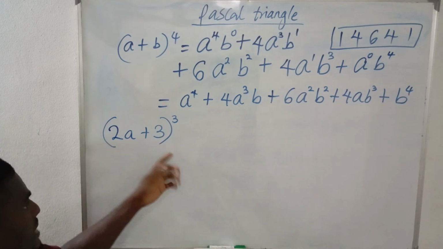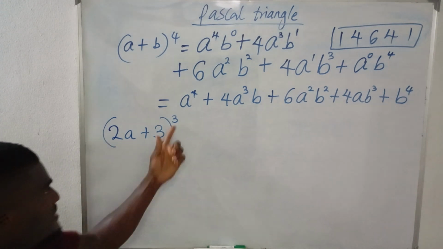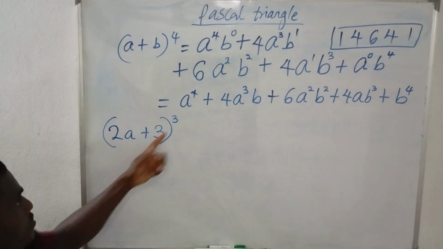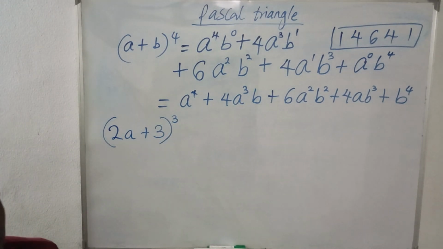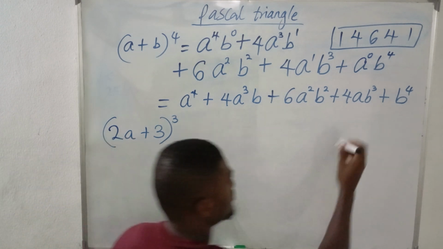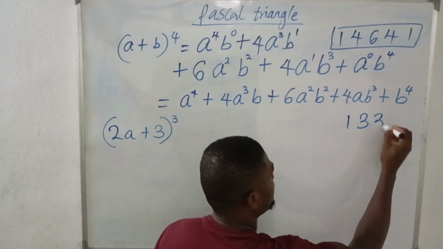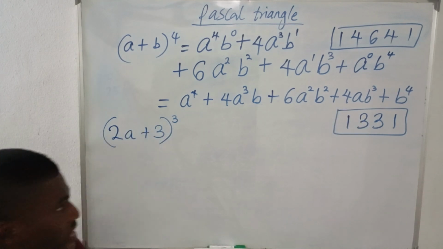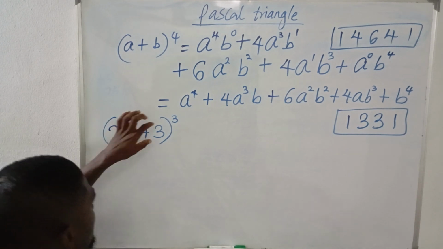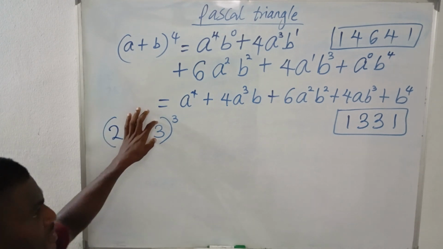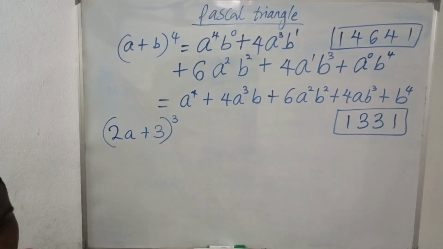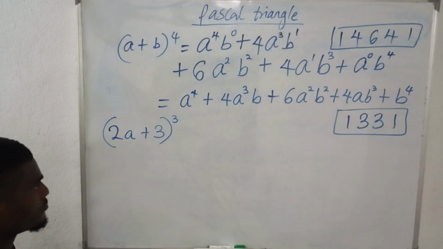Now, first of all, before you expand this, you need to look at the power. The power is 3. And what's going to be the coefficient that corresponds with the power of 3? The coefficient that corresponds with the power of 3 is 1, 3, 3, 1. So this is the coefficient that we're going to use. And don't forget, we're going to write coefficient, first variable, second variable. Then we continue again, coefficient, first variable, second variable. All right.